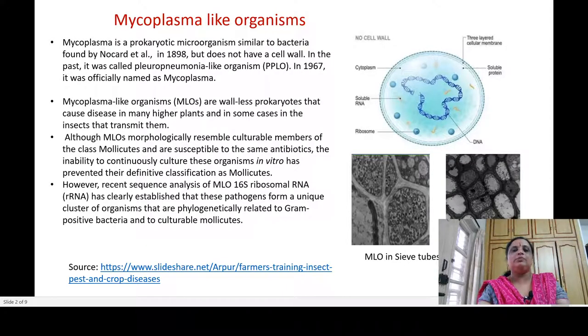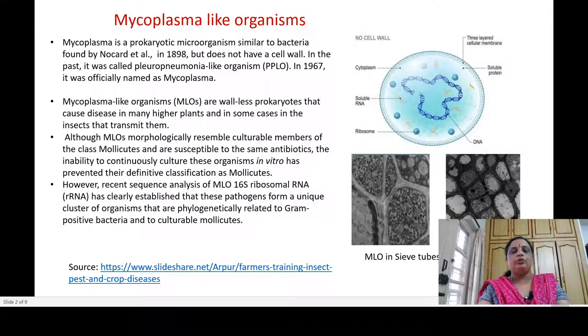This particular organism, before it was named mycoplasma, was called pleuropneumonia-like organism, PPLOs. Later, in 1967, it was officially named mycoplasma. Mycoplasma-like organisms, as I mentioned before, are wall-less prokaryotes that cause diseases in many higher plants and in some cases in insects that transmit this mycoplasma to plants. Most of the cases, this mycoplasma is transmitted to the plant through the insect vector, that we have to remember.